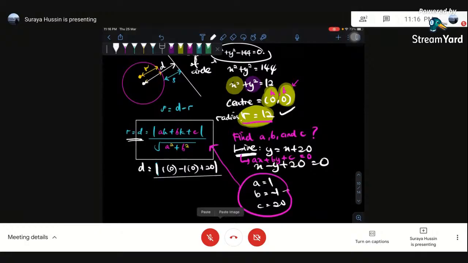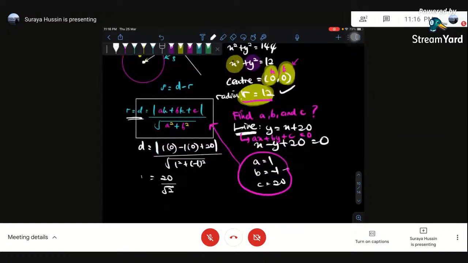Okay. The bottom is the square root of 1 squared plus negative 1 squared. Be careful. Therefore, your answer is 20 divided by square root of 2. So, now this is your D.